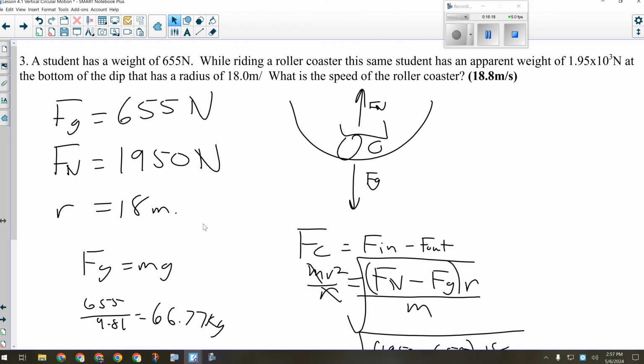Did I mess something up? Oh, I probably rounded this off. I did it myself. Okay, everyone all right with that?